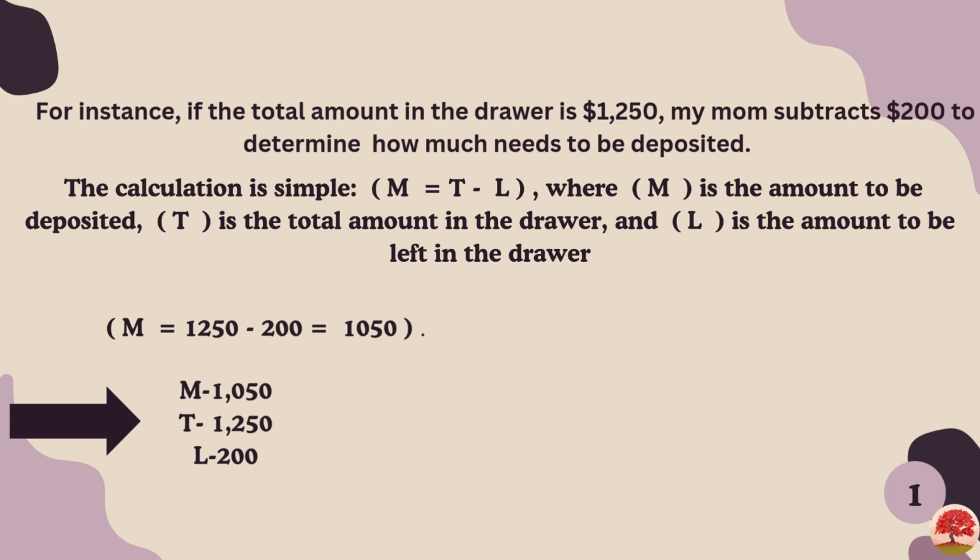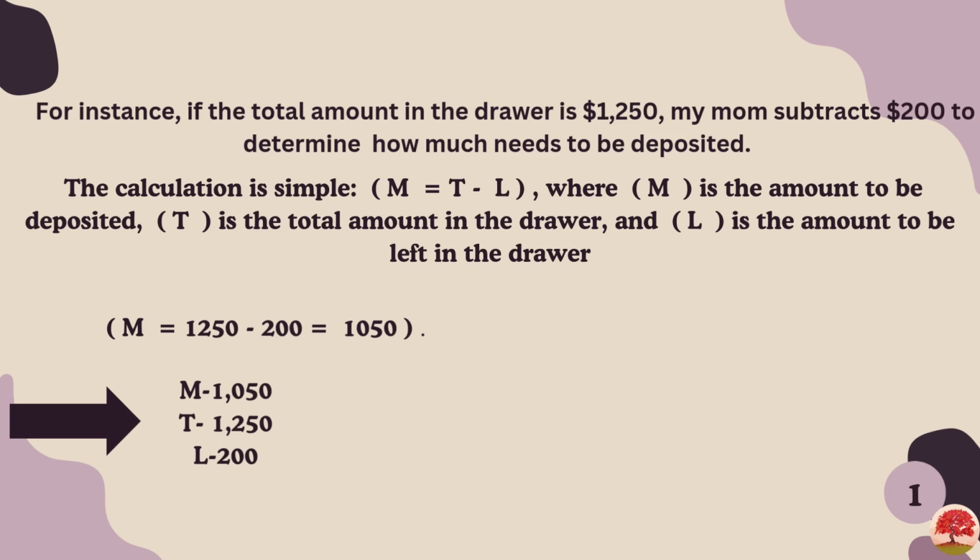So for instance, if the total amount in the drawer is 1,250, my mom subtracts 200 to determine how much needs to be deposited in each one of the drawers. So the calculation is really simple, which is M equals T minus L, where M is the amount to be deposited, T is the total amount in the drawer, and L is the amount to be left in the drawer.